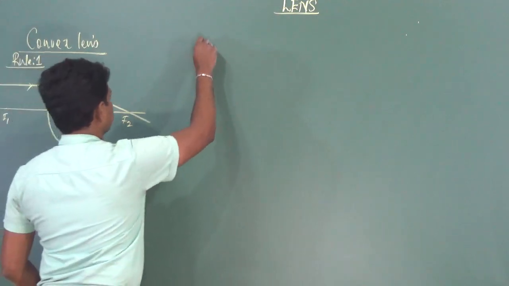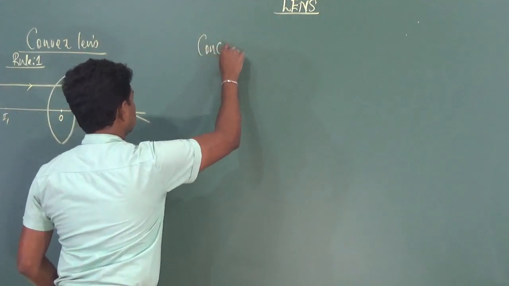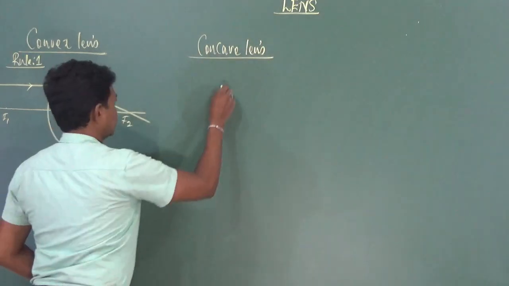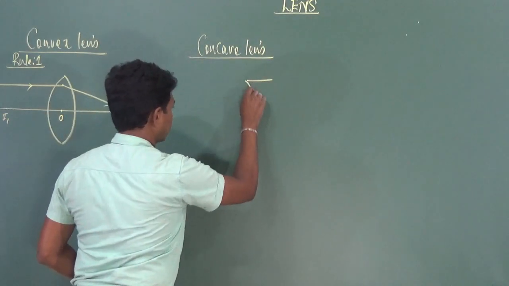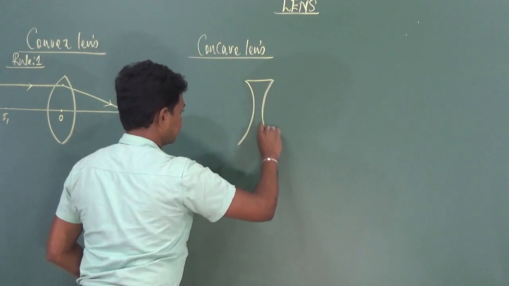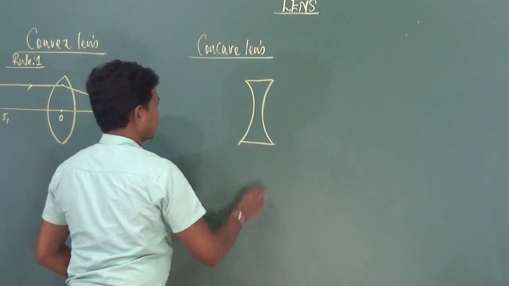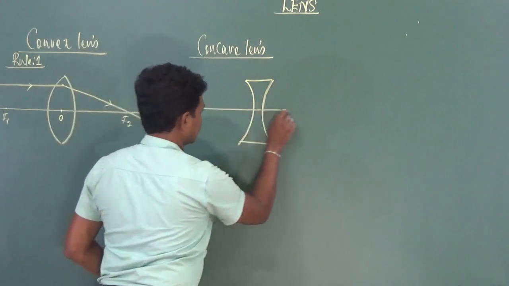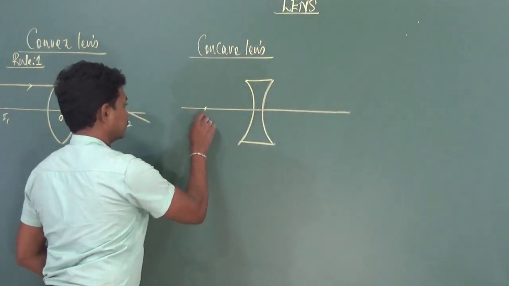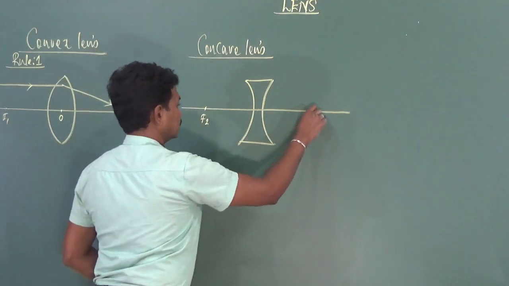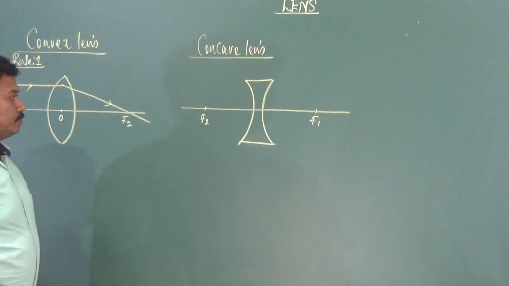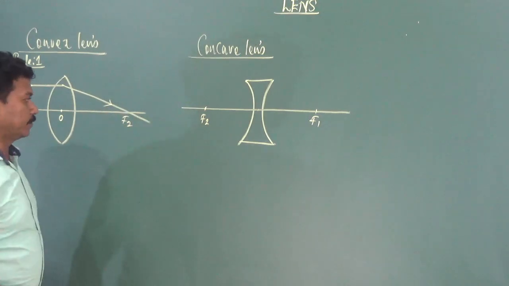So in case of a concave lens, we know what is a concave lens. We have learned it yesterday. This is a concave lens. This is the optic center. This is the line passing through the optic center. That is, this is F2 and this is F1. That is the principal foci, first principal focus and second principal focus.